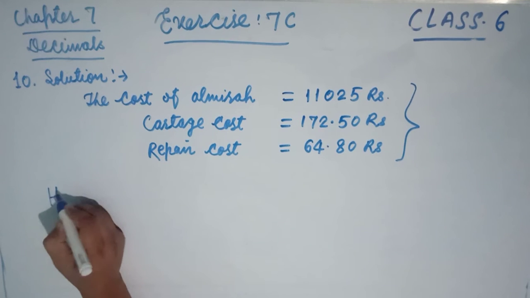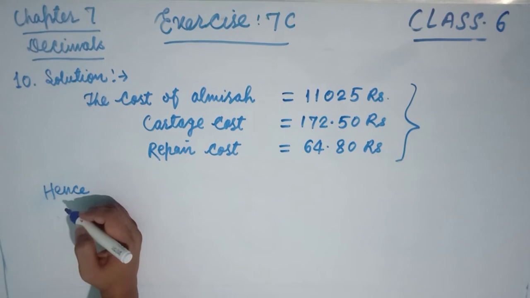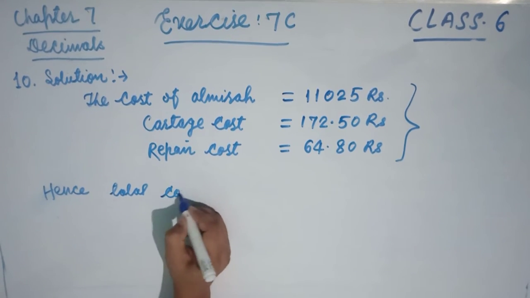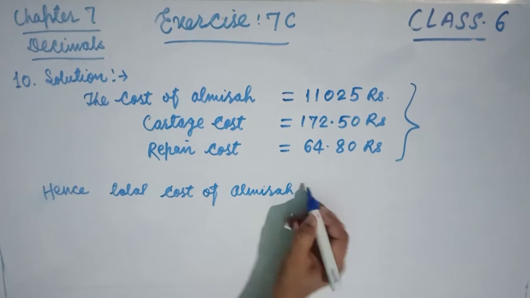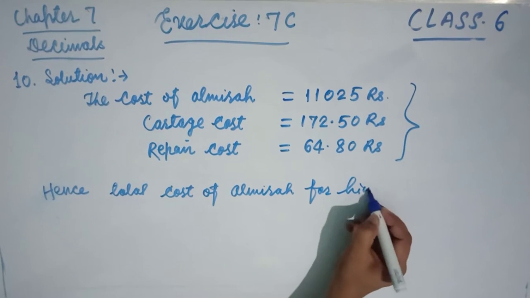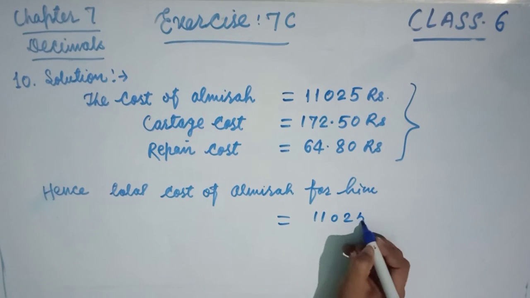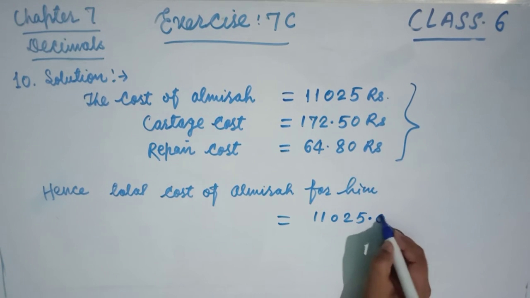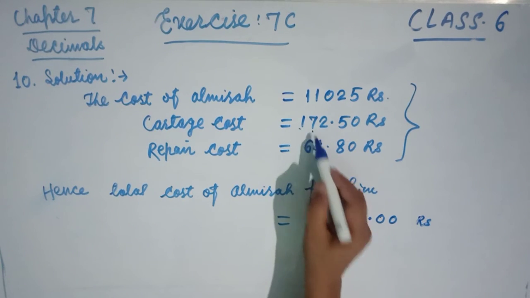That means we have to add their rupees total, means total amount. Now hence we can approach, hence the total cost of Almirah for him. Add their values all. 11,025. But remember, this is only the whole number part. This is whole number, and we can write after the point 0, 0. There is no matter. This is rupees. Now add. This whole number part is along the whole number part.